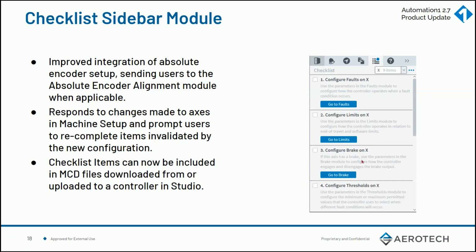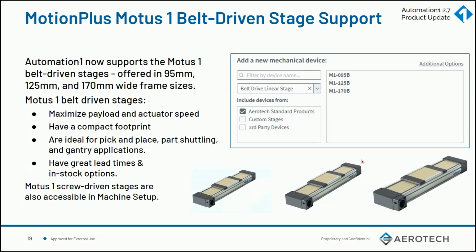And finally, the checklist items can now be included in MCD files that are downloaded from or uploaded to a controller in Automation1 Studio. Okay, so a little bit more flexibility there on your checklist items and how they're included in your machine controller definition file or MCD file.